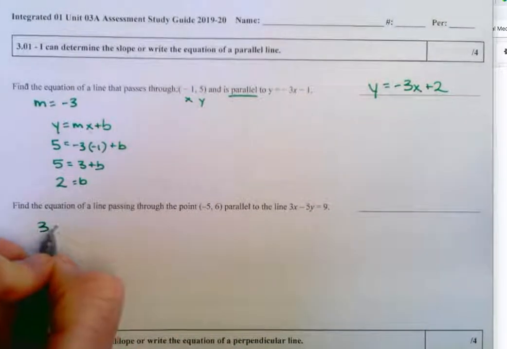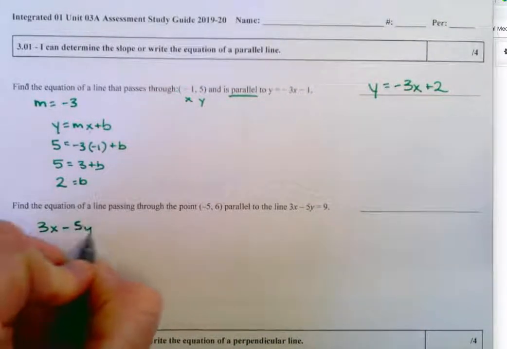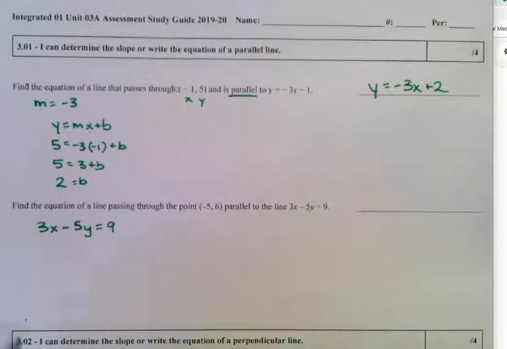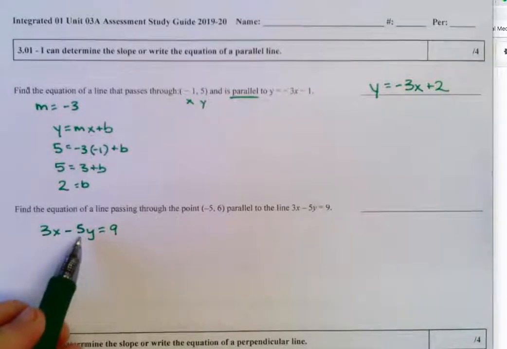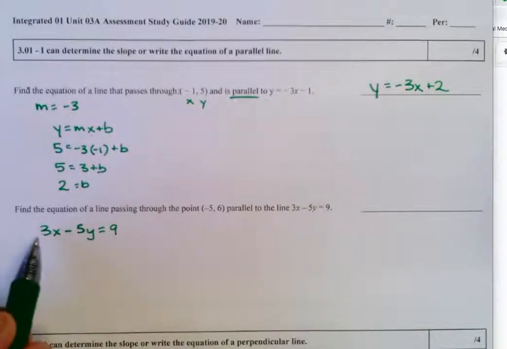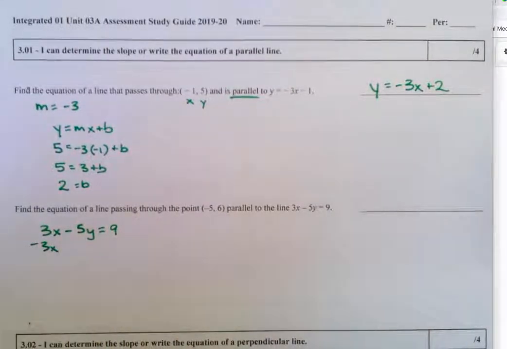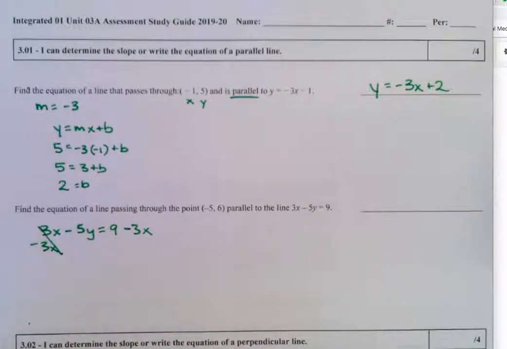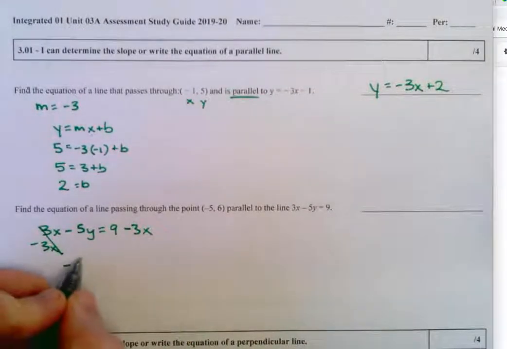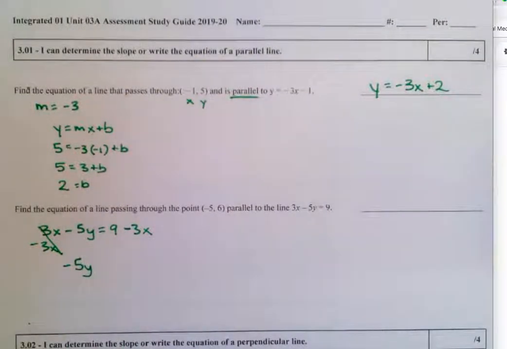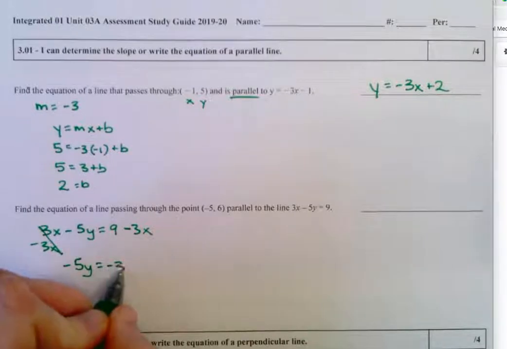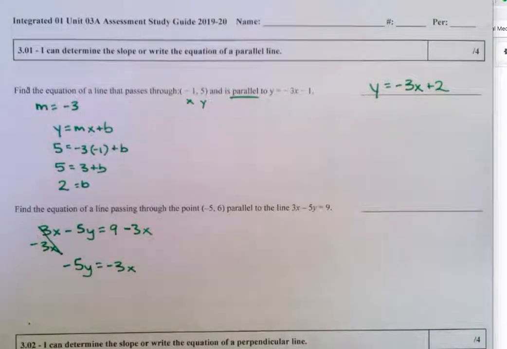So I have 3x minus 5y is equal to 9. All right. So I need to get y by itself on one side. So why don't I go ahead and subtract 3x from both sides. Okay. So I now have negative 5y, don't forget that negative, it'll mess you up if you don't remember the negative, is equal to, I'm going to go ahead and put this x term in front because that's what we're used to.